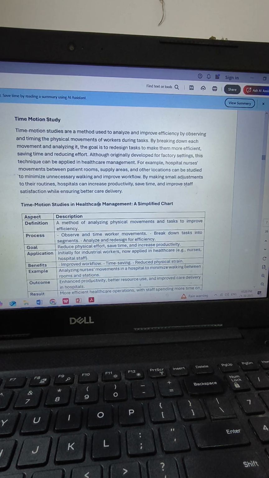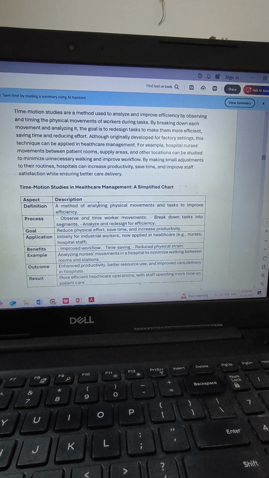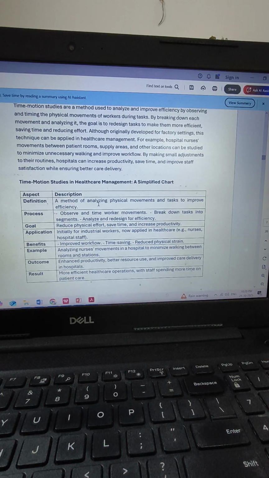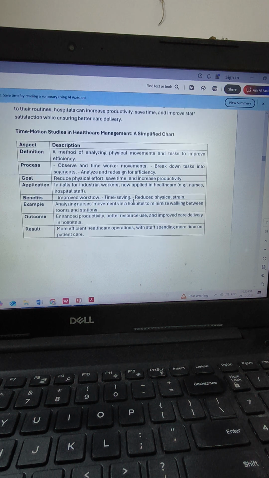By making small adjustments to their routines, hospitals can increase productivity, save time and improve staff satisfaction while ensuring better care delivery. Again, if the staff are made to walk less, they will be happy, right? They will be happy to provide better services. This will help the hospital in deciding where the rooms should be placed, and what type of job should be given to what workers. So basically, the goal is to reduce physical effort, save time, and increase productivity.